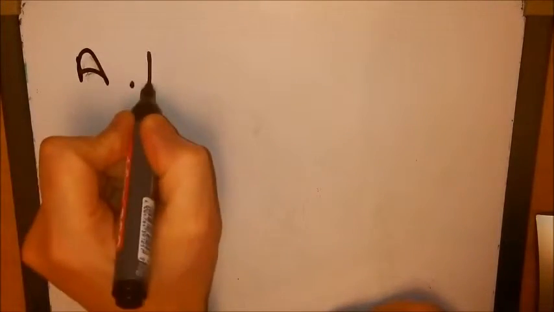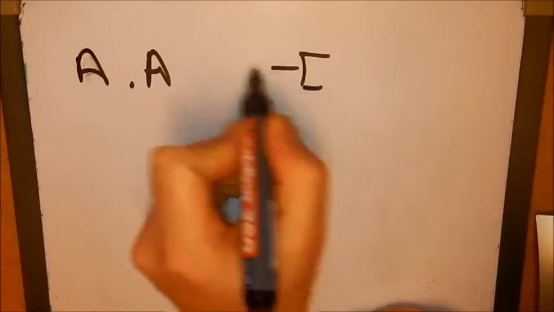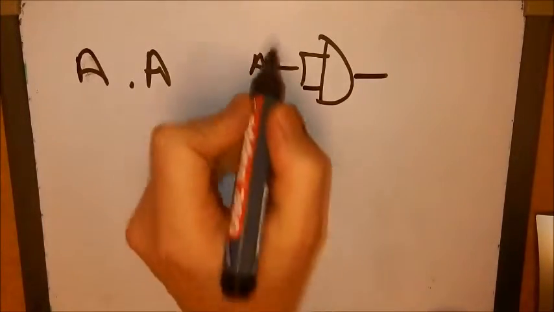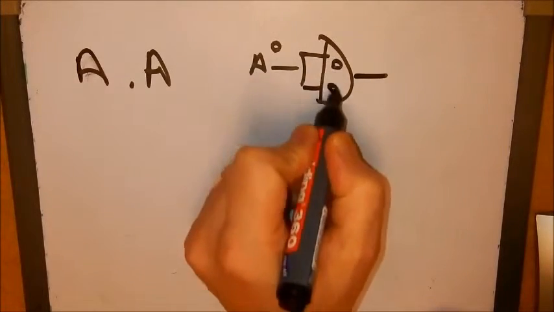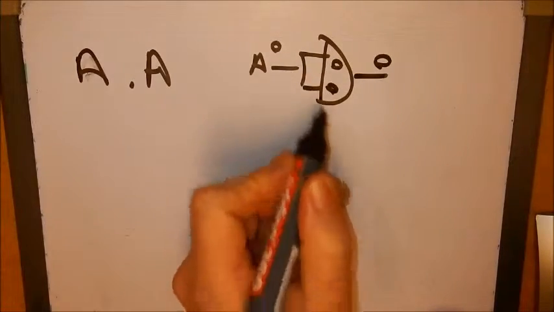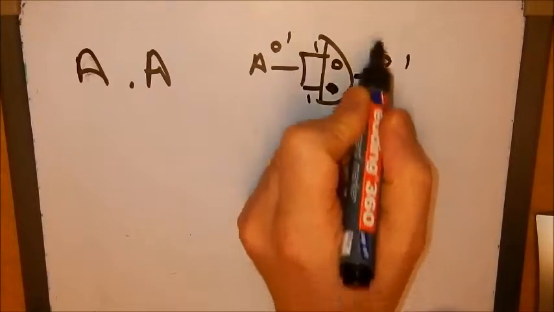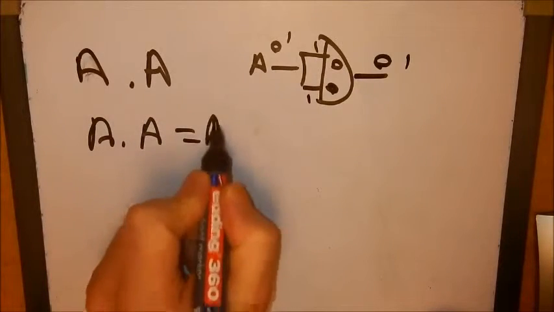If we had the expression A ANDed with A somewhere, let's consider what that really means. We've got an A here and an AND gate here. What's going to be coming out? Well, if we've got a 0 going in and a 0 going there, we're going to get a 0 coming out, and if we had a 1 going in, a 1 and a 1, we get a 1 coming out. So basically the output follows A, so we can say that A ANDed with A is the same as A.